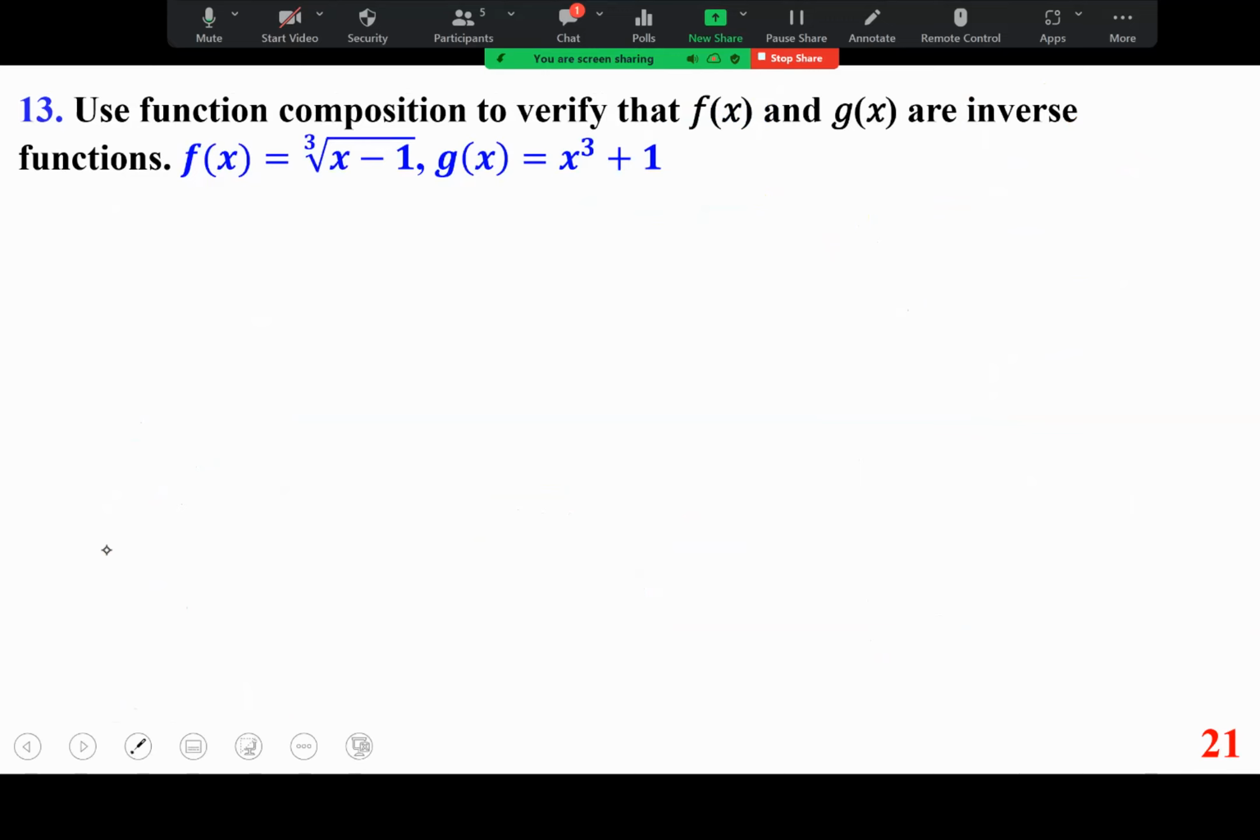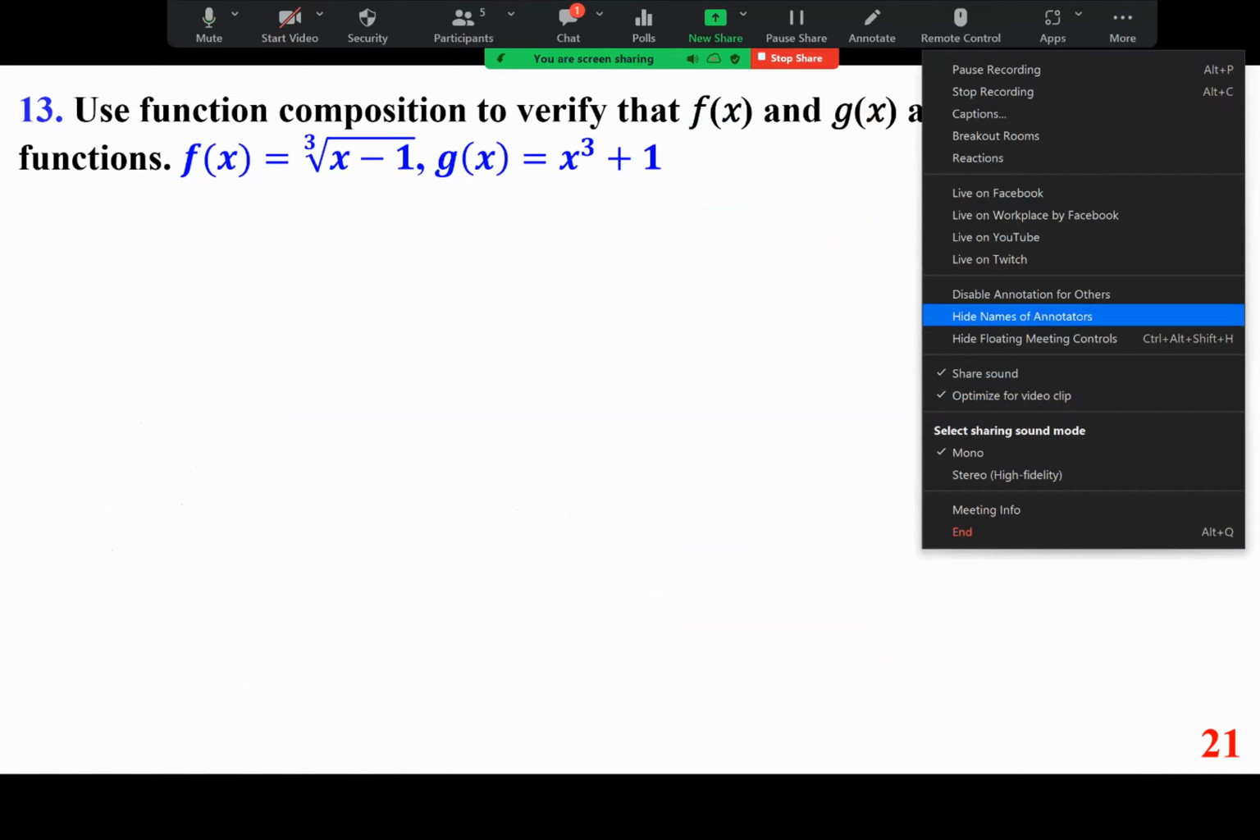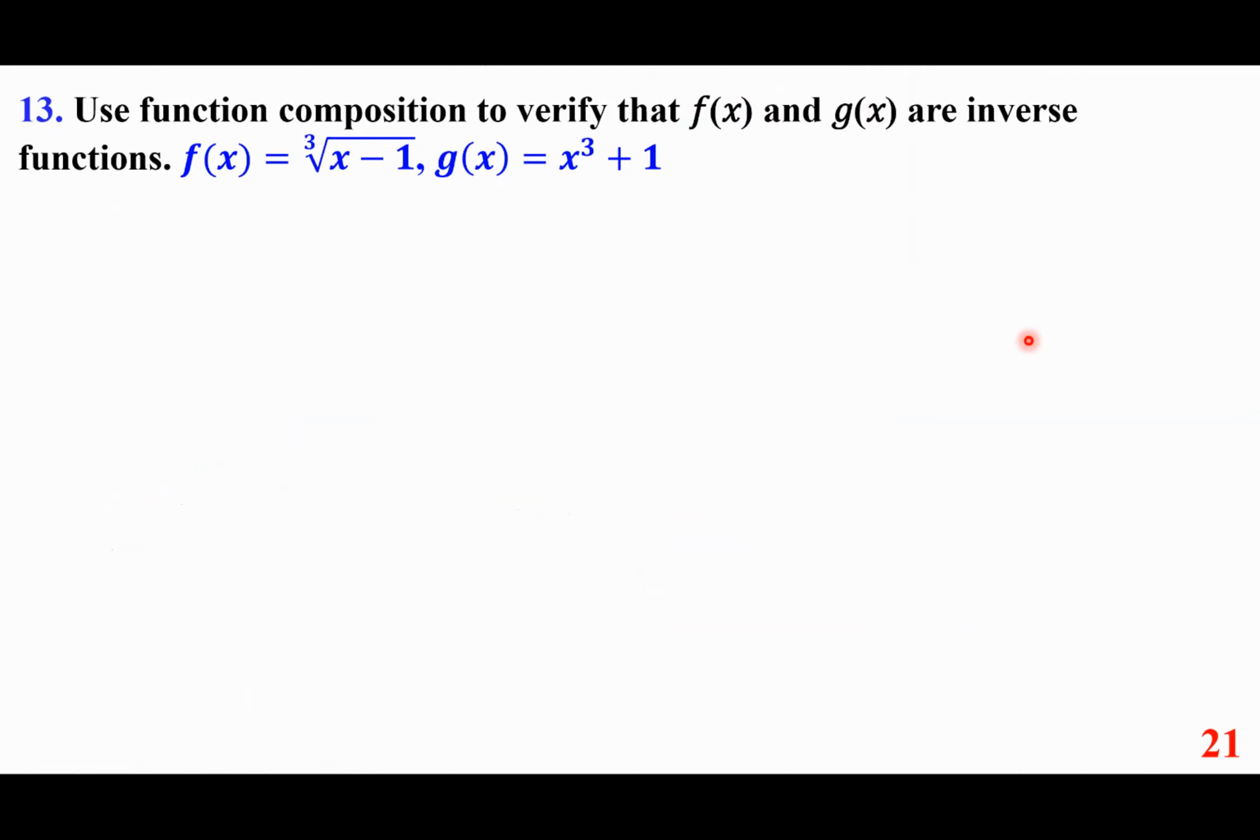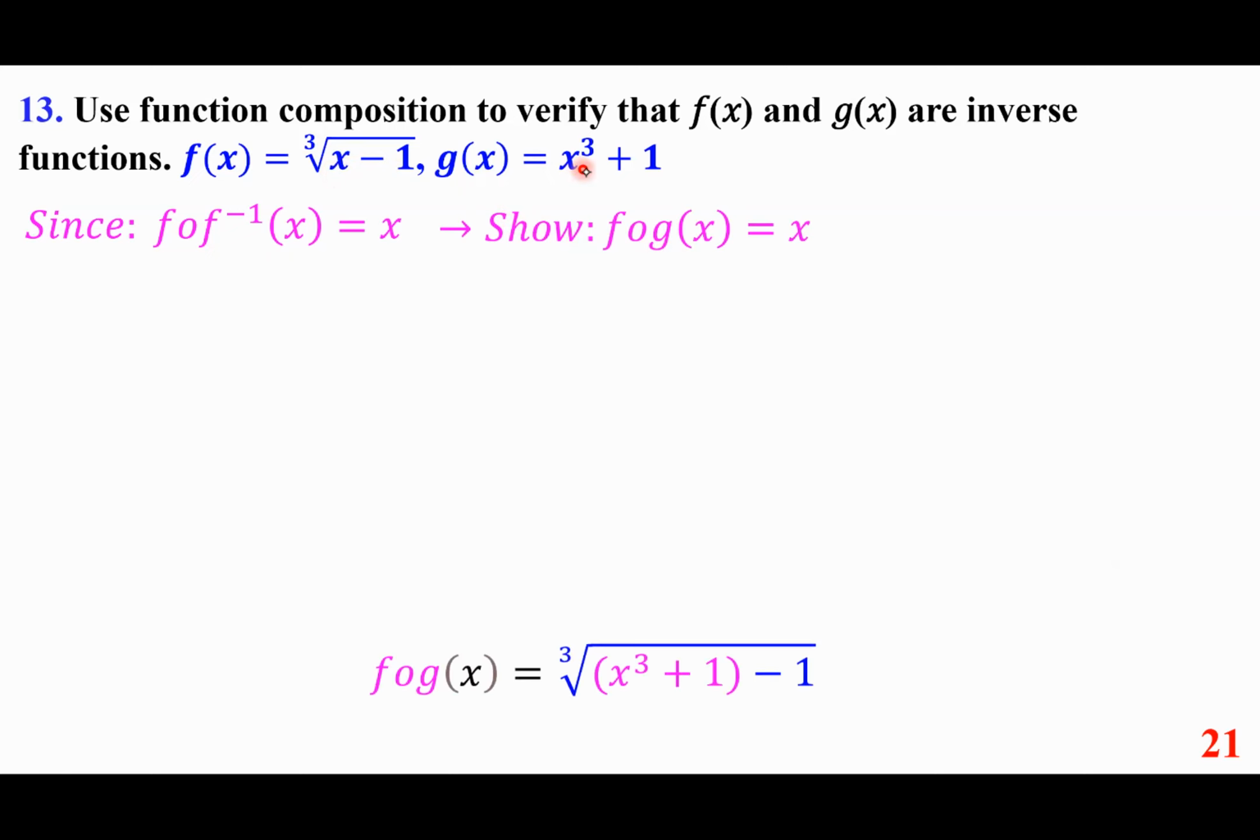Use function composition to verify that these two functions are inverse functions. Well, all you have to do is look at the composite function. Since f of f inverse equals x, show that their composite function is x. That's the definition of two functions that are inverses of each other. So if I want to go with f of g, all I have to do is replace the x with x cubed plus 1.